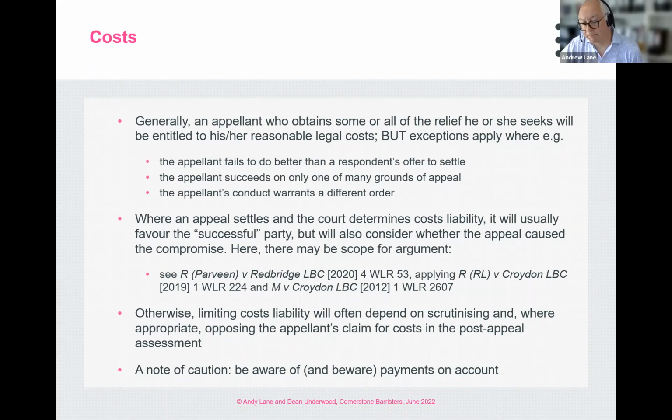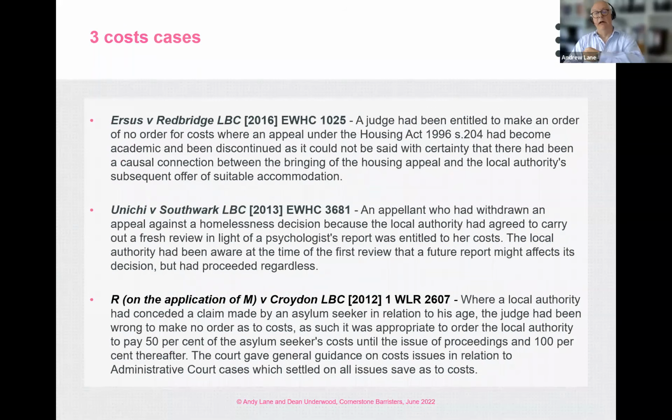And lastly, it's worth just pointing out the three cases that you may know, well, you obviously do know already, because you know about M and Croydon, which is the one that we all cite. It's the one that's in the Administrative Court Guide of 2022 and in every year. But just note, of course, there were the cases of Ursus and Redbridge, where it said that the judge had been entitled to make an order of no order as to costs when an appeal under Section 204 had become academic and discontinued. Because, of course, what the court is not going to do is start doing a mini trial as to what would have happened if the person had proceeded with the appeal.